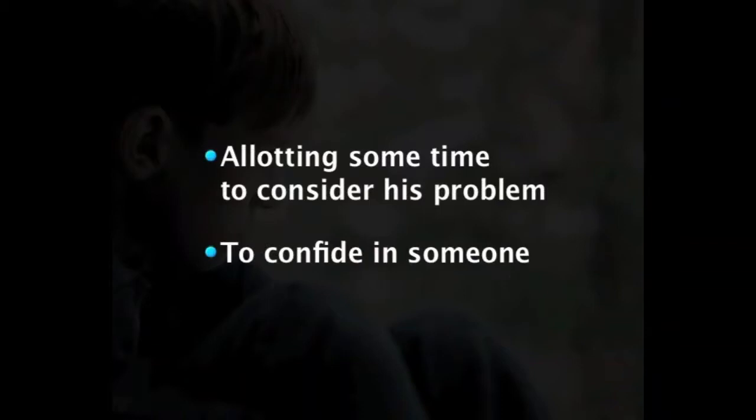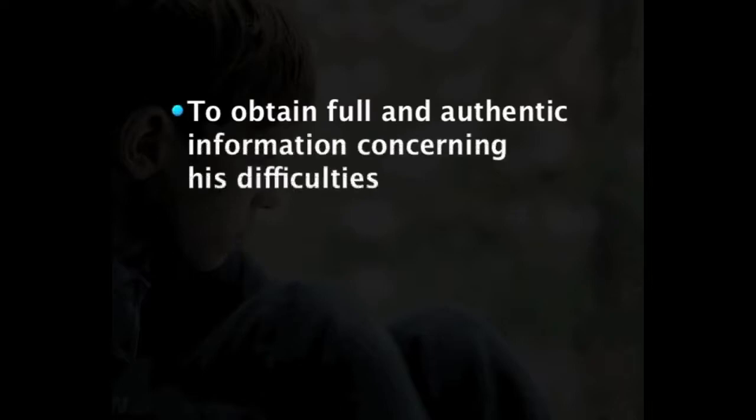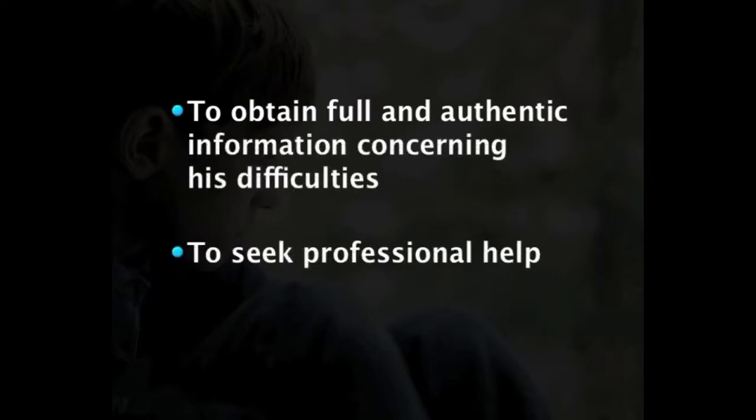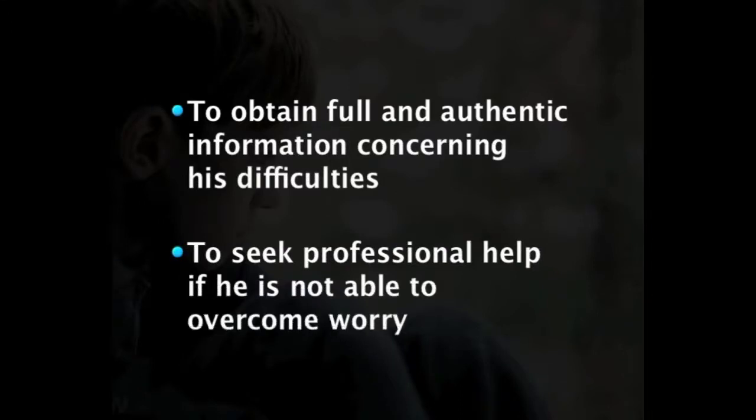Research studies reveal that adolescents' worry is centered around their weight, their posture, their studies, examination grades, expressing self, and opportunities and friendships. The following suggestions may help the teenage worrier to overcome his problem: allotting some time to consider his problem, confiding in someone he trusts and talking to them, obtaining full and authentic information concerning his difficulties, and seeking professional help if he is not able to overcome worry.